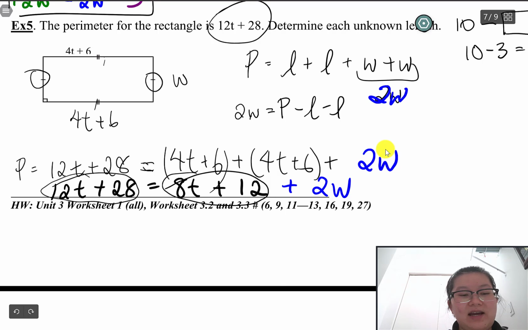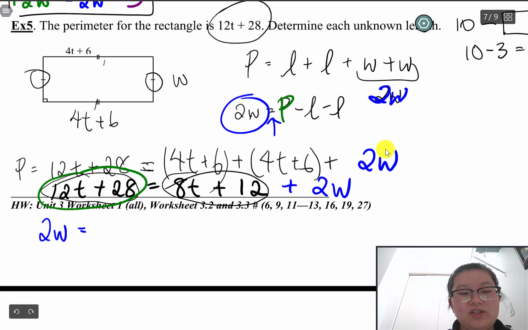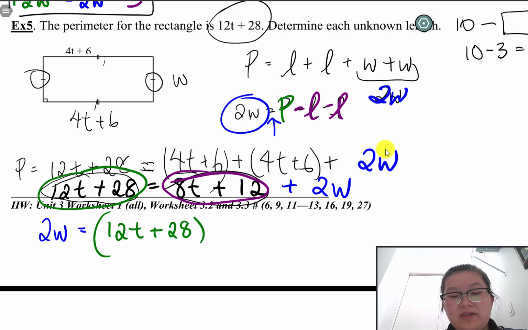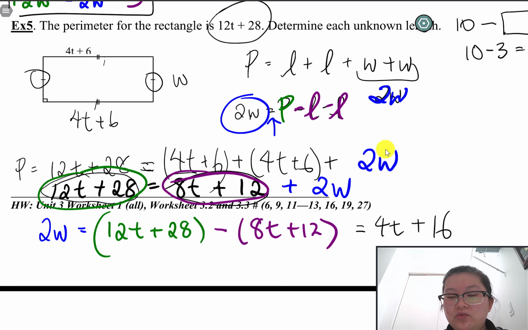So if I wrote that out, it's going to look like this. My two widths is going to equal, okay, so that's this guy over here, my entire perimeter, maybe I'll put that as green, which is 12t plus 28, and let's treat that as a polynomial, and let's subtract the two lengths. And I've already done that here, which is just adding each of the lengths, and the sum of them is just 8t plus 12. So I just subtract this like that. After I subtract that, I'm going to get 12t minus 8t, that's going to be 4t. I know I'm skipping a few steps. 28 minus 12 is going to be 16. Okay, so I get 4t plus 16 is equal to 2w.